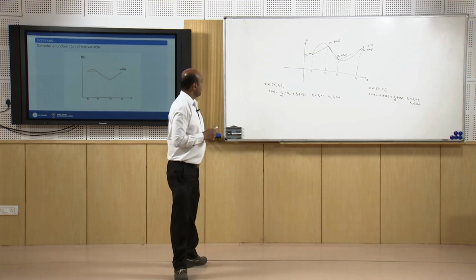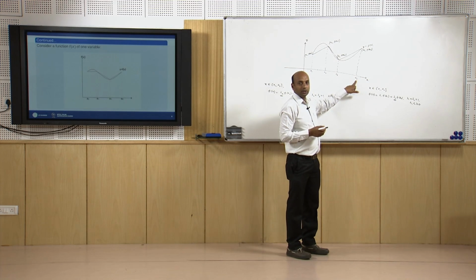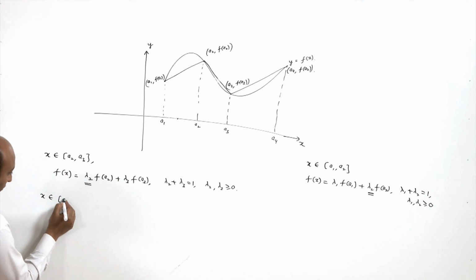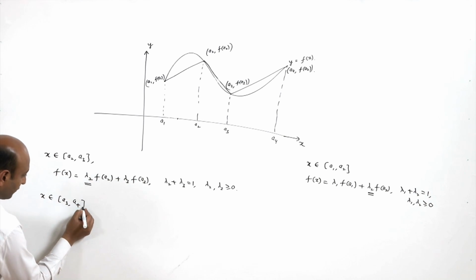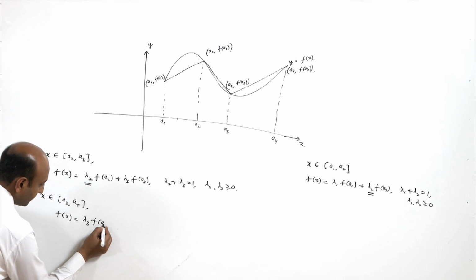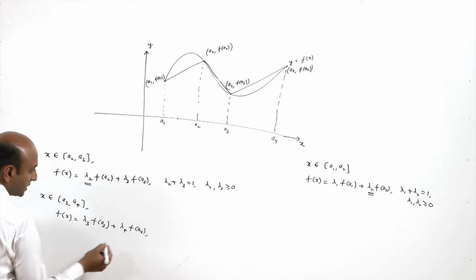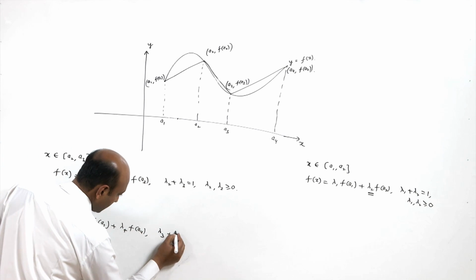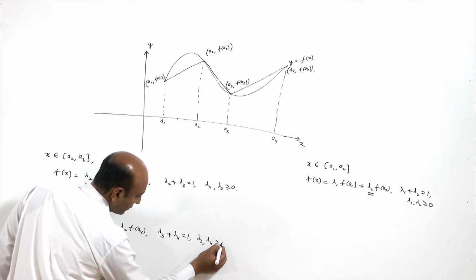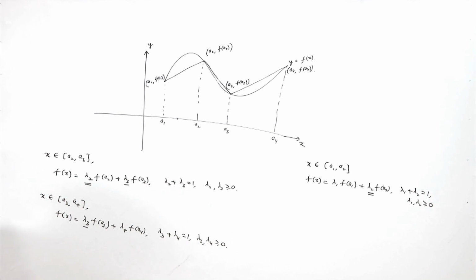Now, similarly if x is in between a3 and a4, what will be f(x)? It will be lambda 3 f(a3) plus lambda 4 f(a4), such that lambda 3 plus lambda 4 is 1 and lambda 3, lambda 4 are greater than or equal to 0, and lambda 3 is the same, whatever it is here, it is the same here.